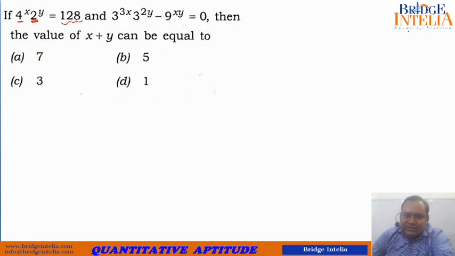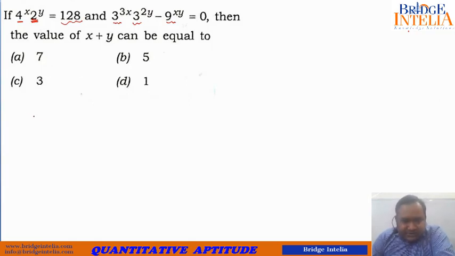4, 2 and 128, all these three numbers are powers of 2. Similarly, look at the numbers involved here, 3, 3, 9. They are powers of 3. So something has got to do with powers of 2, something has got to do with powers of 3. Just by looking at the question, a few things are becoming evidently clear. So now let's proceed to solve this.